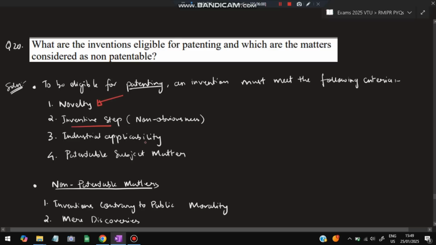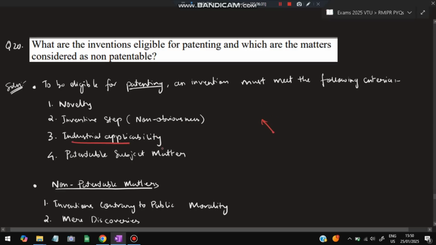Next is inventive step. Inventive step means the invention must involve a creative step that is not obvious to a person skilled in the field, okay. It should not be obvious. An example of this can be developing a solar panel with enhanced efficiency using a unique material. That is not obvious, right? If we use that unique material, it will enhance or not, okay. That is called the inventive step.